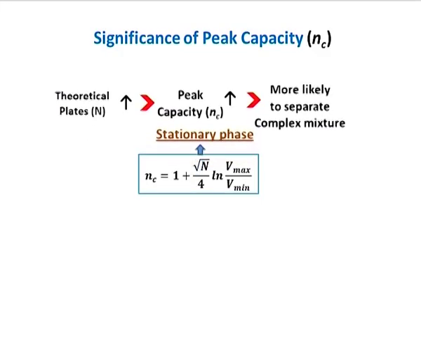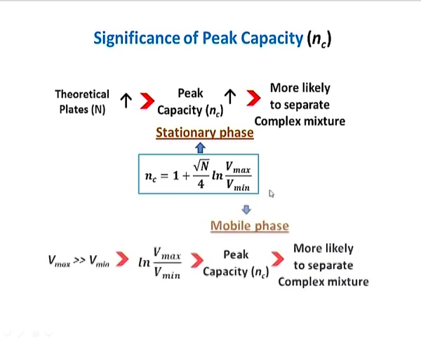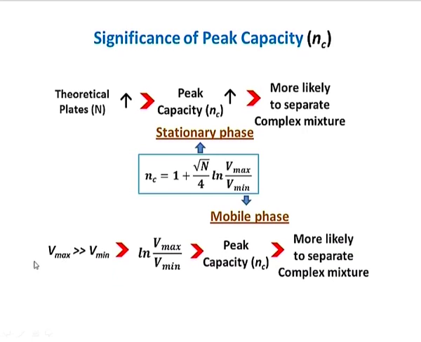Now, as you would see in this equation, your Nc, which is peak capacity, is directly related to theoretical plates. So, in a column, if there are more theoretical plates, this peak capacity would be more, and hence we can infer that this particular column is more likely to separate complex mixtures. Likewise, if Vmax is far greater than Vmin, it means this natural log factor is high, which means peak capacity is high, and that again means that your column is more likely to separate complex mixtures.